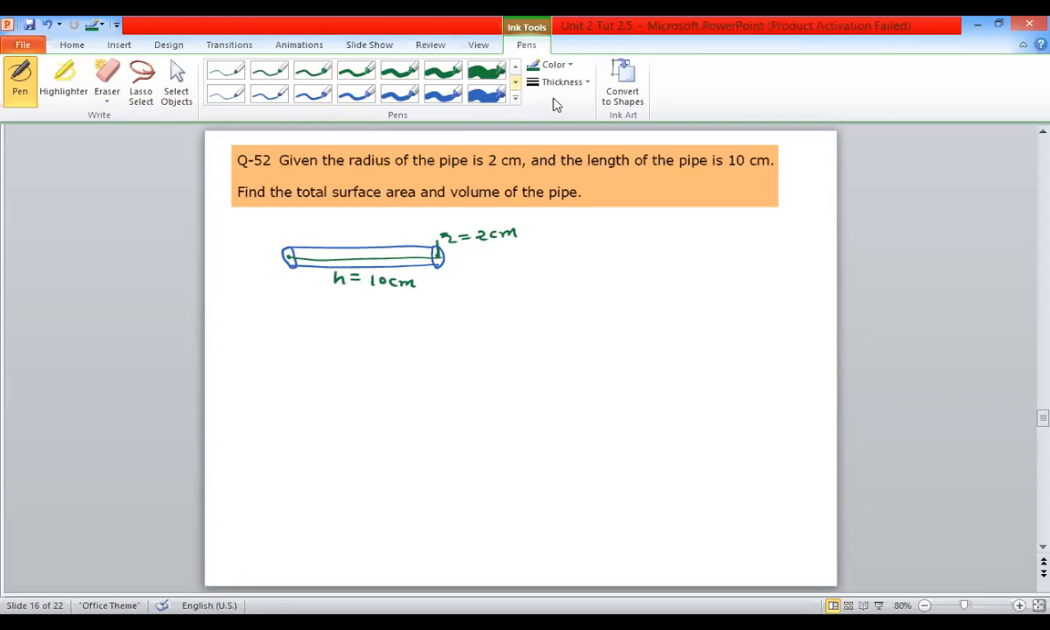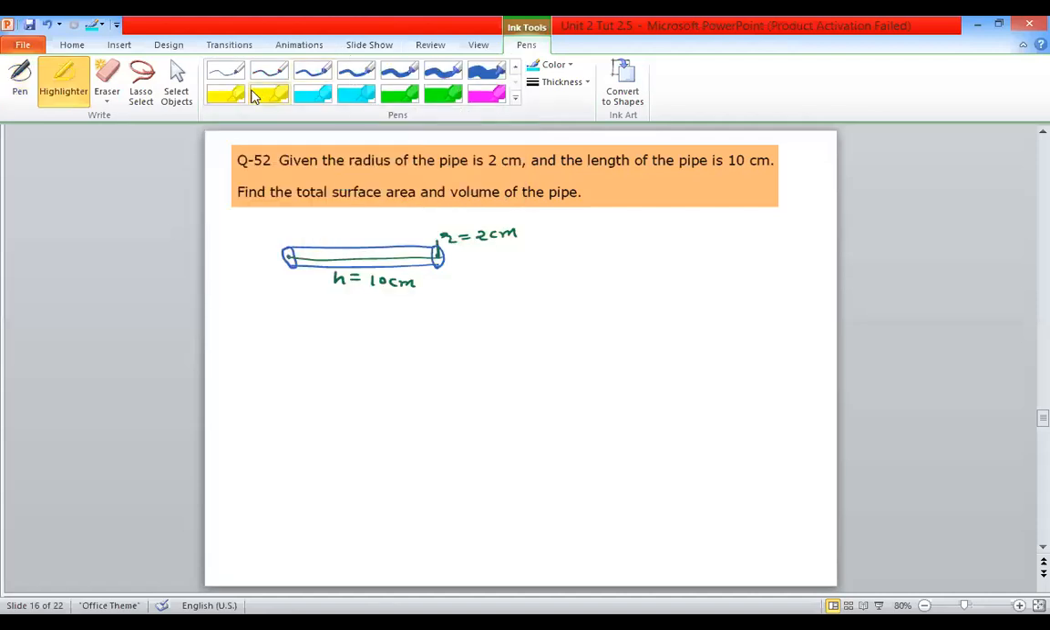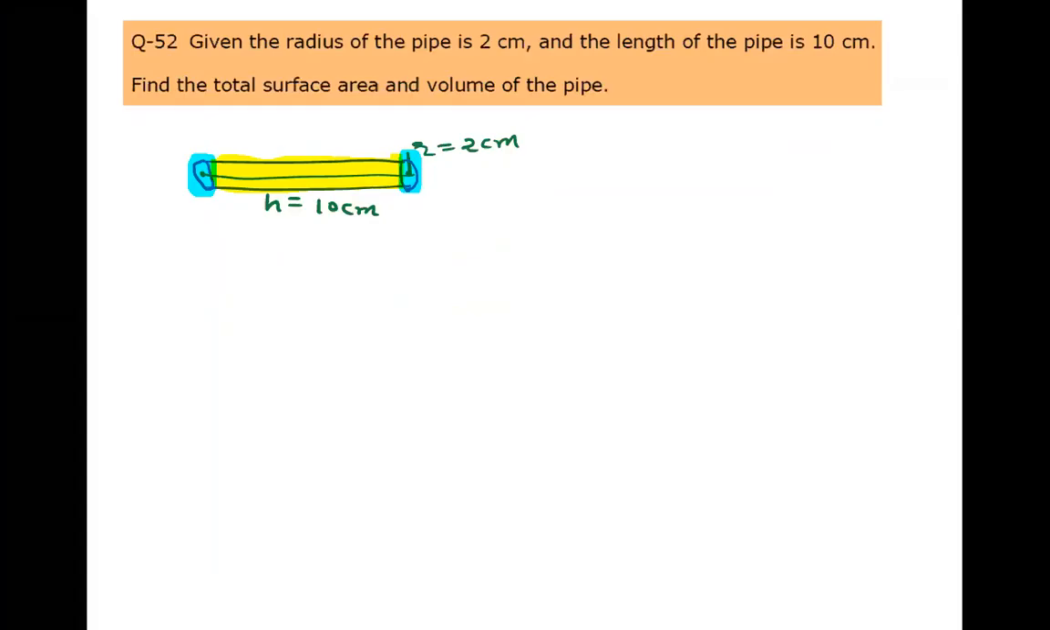So you can find the volume and the total surface area. This capacity and the curved surface area. This total surface area means including these 2 circles also. So let's find and tell me the answer. All the class, full class.